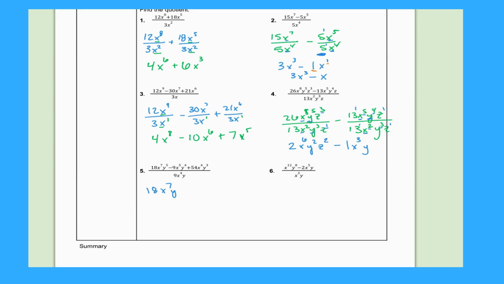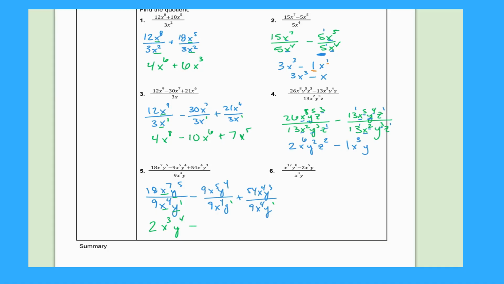So each numerator gets divided by that denominator. Bring down the minus sign there. And then bring down the plus sign here. And then I have hidden 1s on all these y's, so don't forget about them. 18 divided by 9 is 2. For the x's, we subtract the exponent. 7 minus 4 is 3. For the y's, like bases, we subtract the exponents. 5 minus 1 is 4.